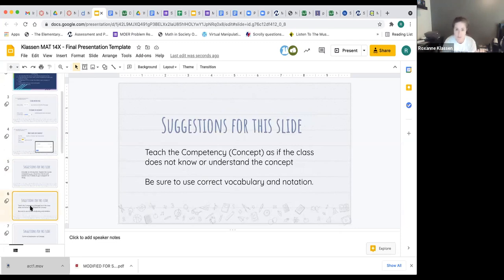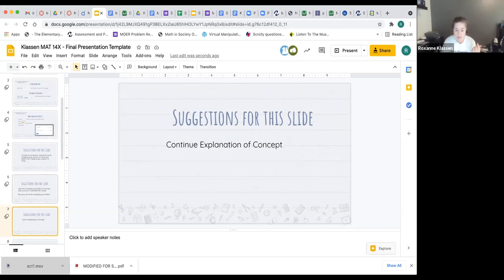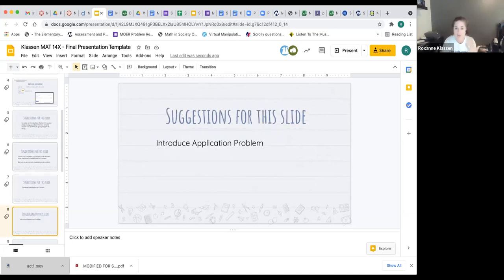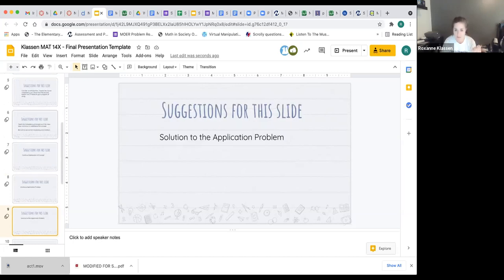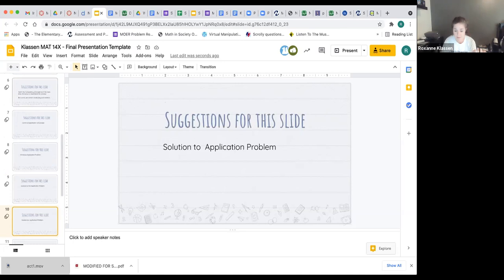Then teach your competency or your concept. If you're teaching us about reading statistics, you might have some vocabulary here, and some graph information. Then you're going to introduce your problem. That could be a question, whatever it is. And then you're going to solve that. That's where I need to see all that mathematics. That's the most important thing.